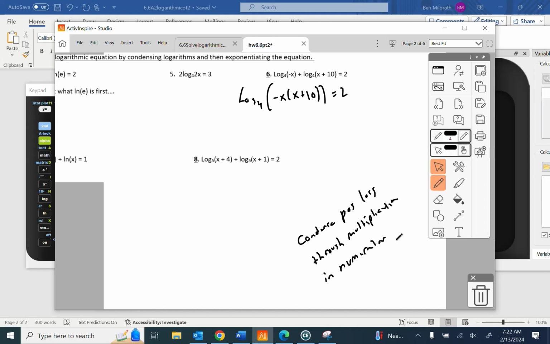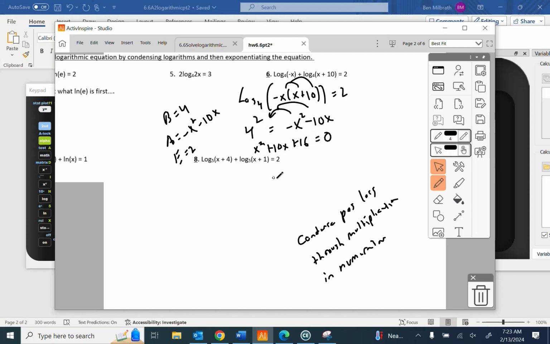I'm going to exponentiate now. I have a base of 4. I have an argument that's going to be negative x squared minus 10x, because I'm thinking about the distributive property. And I have an exponent of 2. So the base is 4. Its exponent is 2. And that equals negative x squared minus 10x. And I'm going to shift everything left. x squared plus 10x, and this becomes plus 16. Now equal to 0 on the right-hand side.